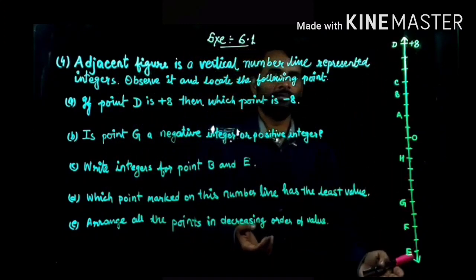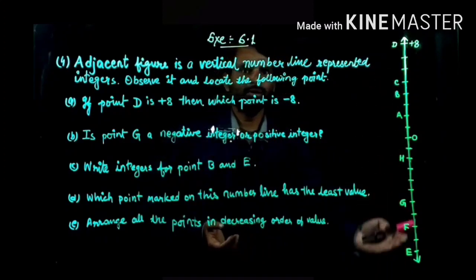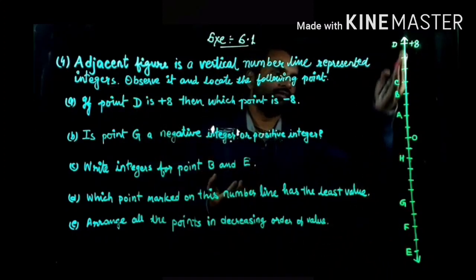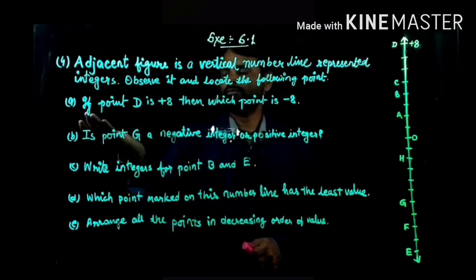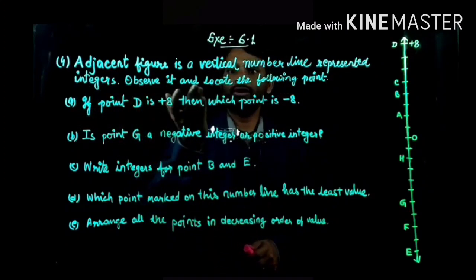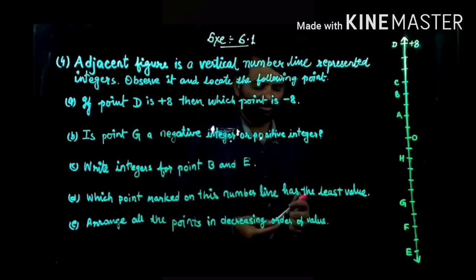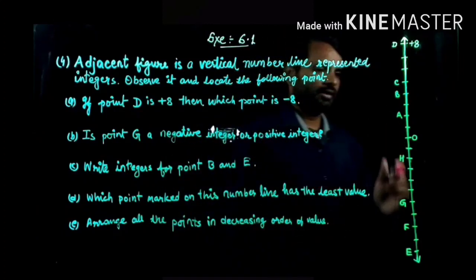This is the vertically number line is represent, integers will be represent. Okay, and observe the point of the locate of the following. So first will be the given diagram will be write the numbers.